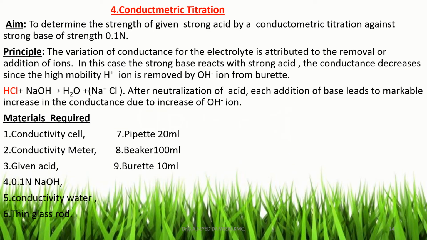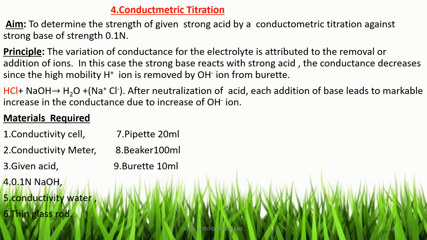Next experiment, conductometric titration. Aim of the experiment: to determine the strength of given strong acid by conductometric titration against strong base of strength 0.1 M. That is the aim of the experiment. And the principle of the experiment: variation of conductance for the electrolyte is attributed to the removal or addition of ions. That is, the conductance value varies due to removal or addition of ions.